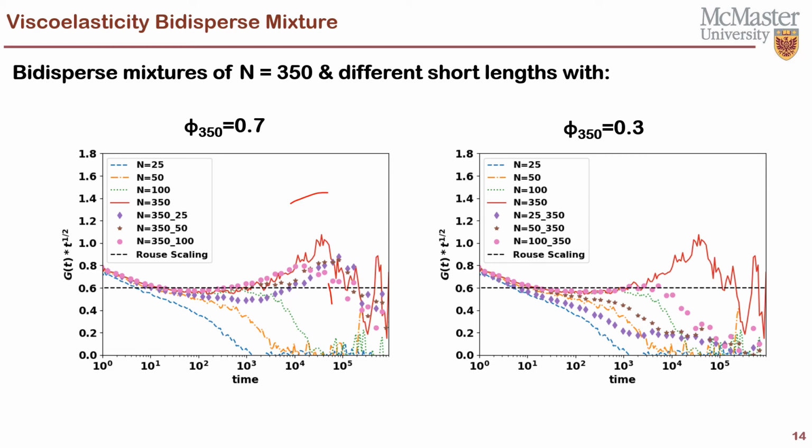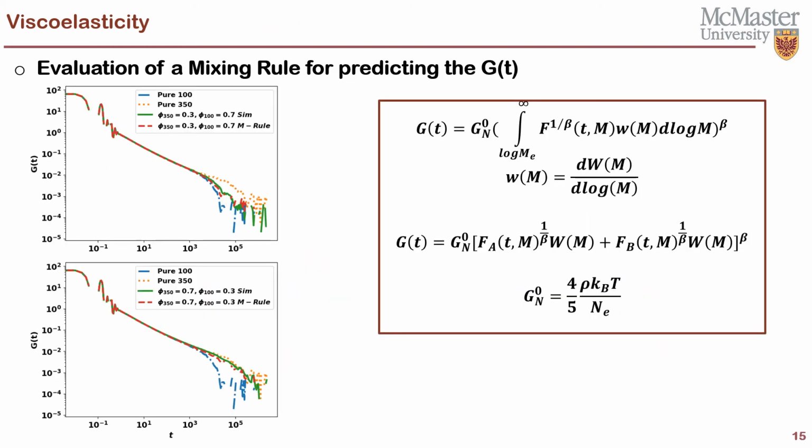Now we finally conclude by evaluating a mixing rule for predicting the relaxation modulus of the mixture based on the individual relaxation profile of the constituents. Due to the different relaxation timescales in polydispersed samples, the relaxation modulus based on the pure reptation relaxation is inadequate in describing the relaxation modulus of the mixture. The contribution of the different components of a polydispersed mixture is accounted for through a mixing rule that relates the molecular weight distribution Wm of the mixture to the relaxation modulus.